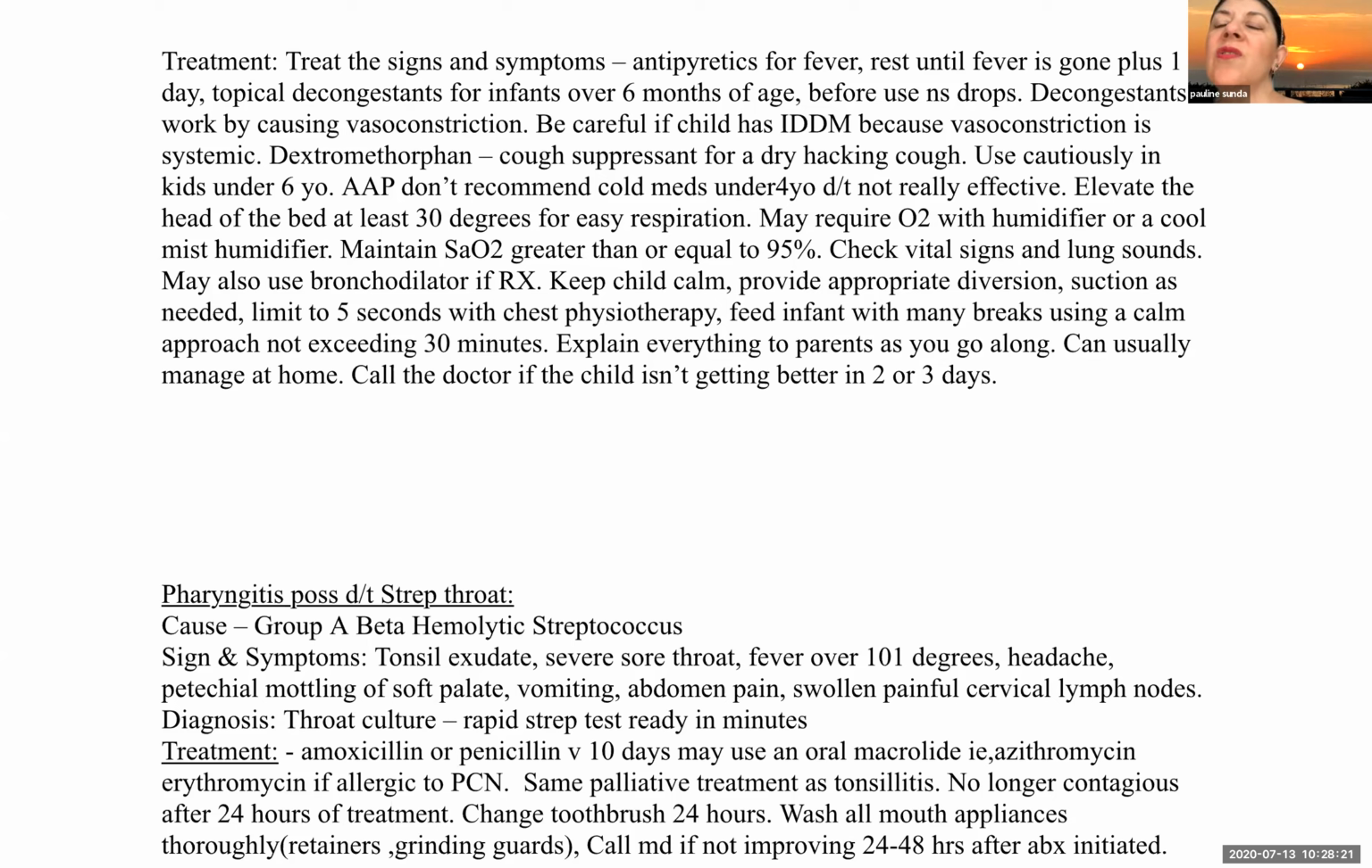Topical decongestants for infants over 6 months of age would be appropriate, and prior to that, you may use normal saline drops. Decongestants work by causing vasoconstriction, so please be careful if the child has type 1 diabetes, because remember, this vasoconstriction is systemic. Dextromethorphan is a cough suppressant for a dry hacking cough. We use this very cautiously in children under 6 years of age.